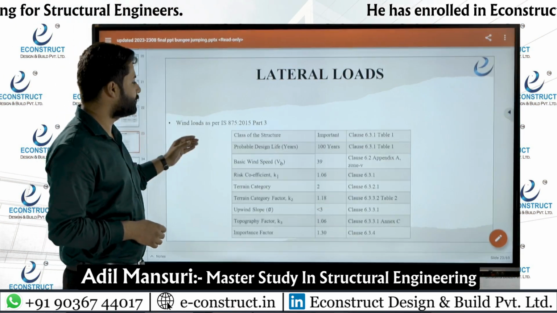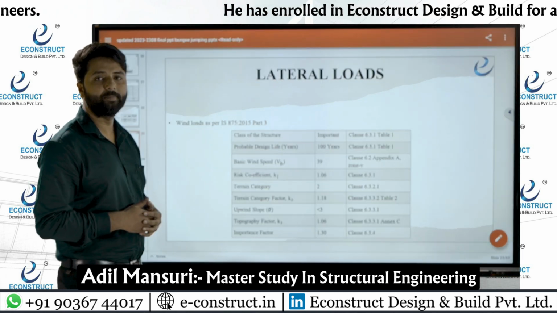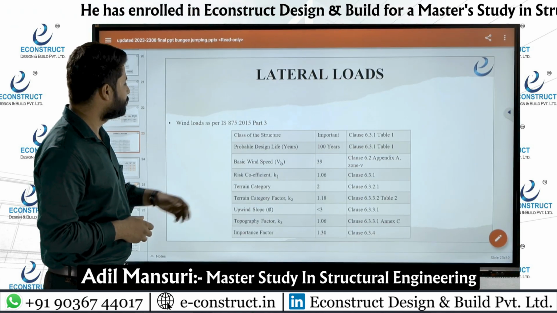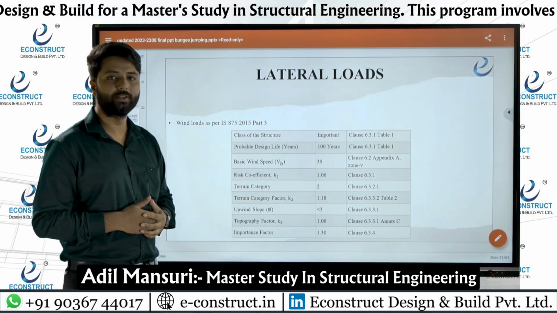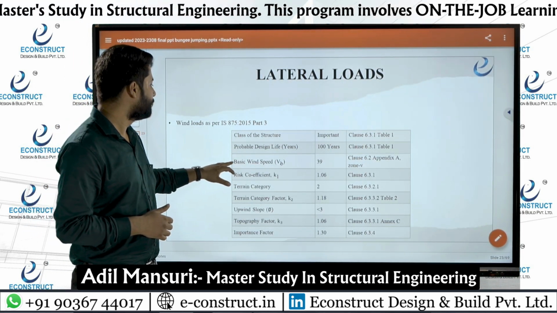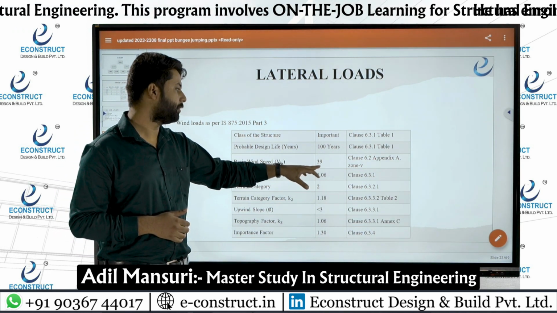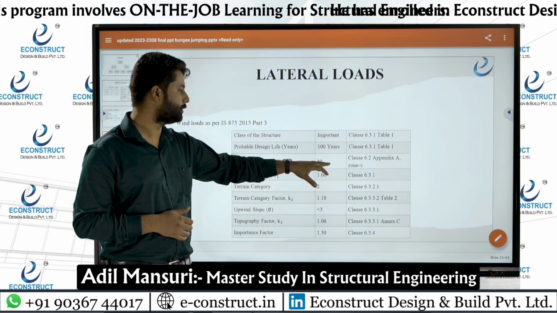Wind load calculation we have done as per IS 875 Part 3 2015. So the class of the structure is important. The design life we have considered for this building is 100 years. Basic wind speed is 39. It is in zone 2. So Goa is in zone 5.